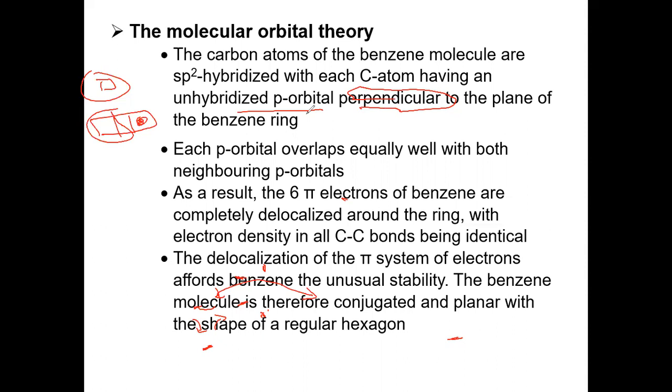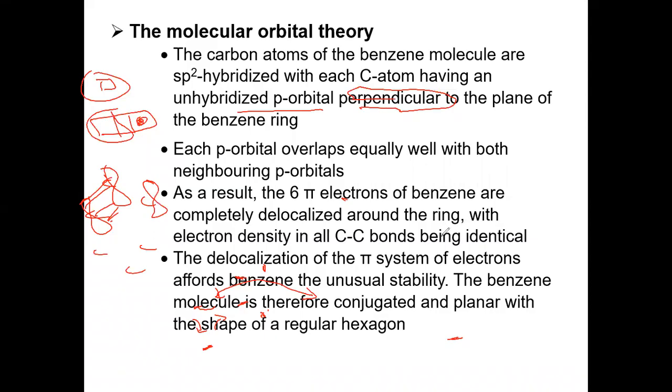Good. Now, because these unhybridized p orbitals are perpendicular, they can overlap equally and well with neighboring ones. So if I'm supposed to draw carbon, carbon, carbon, carbon, carbon, carbon, there's benzene, right? There are unhybridized p orbitals which can overlap with neighboring ones.